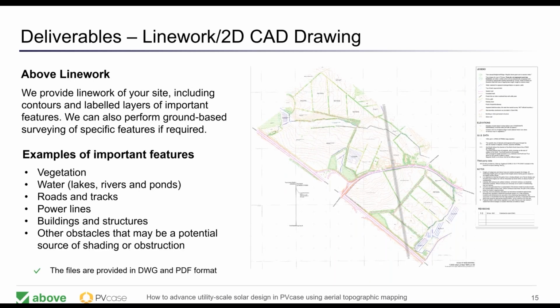taken by the drone. The key deliverable is, of course, the 2D CAD drawing, which is created from the elevation points obtained from the digital surface model and the orthomosaic image. As you can see from the slide, the CAD drawings include important features such as waterways, roads, power lines, and any object that may be a potential source of shading or obstruction.